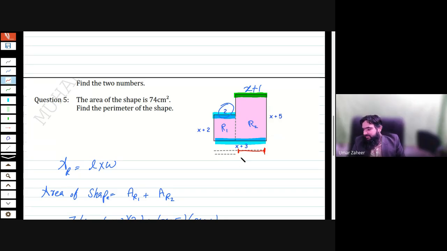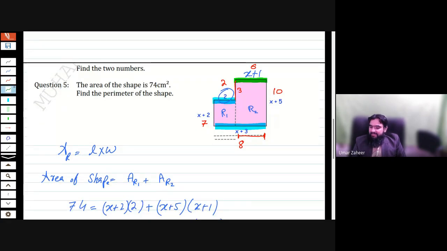Once again I will change the color. 5 plus 3 will be 8, 5 plus 2 will be 7, 5 plus 1 will be 6, 5 plus 5 will be 10. It is already given, that is 2. So it is 7, it is 10. Means the bigger length is 10. Subtract 7, so this length will be 3. Clear?